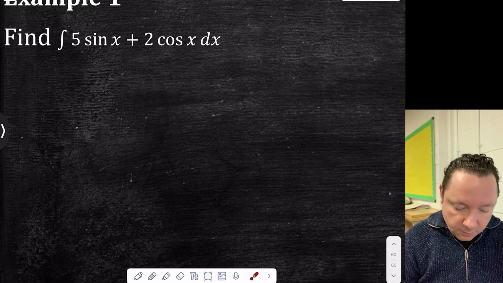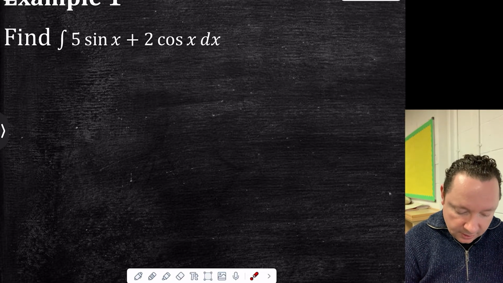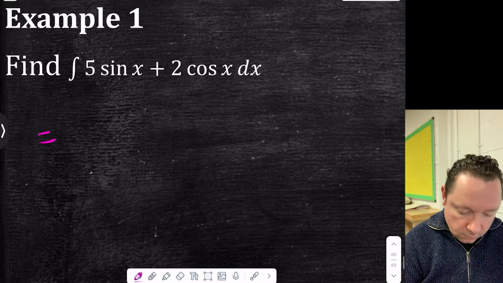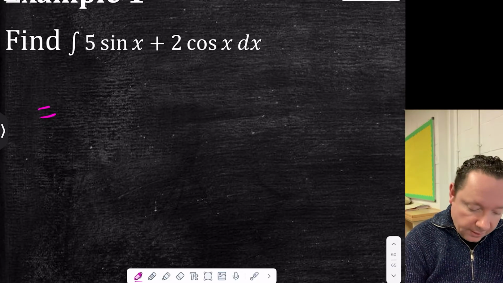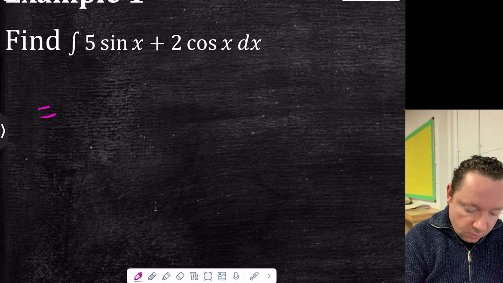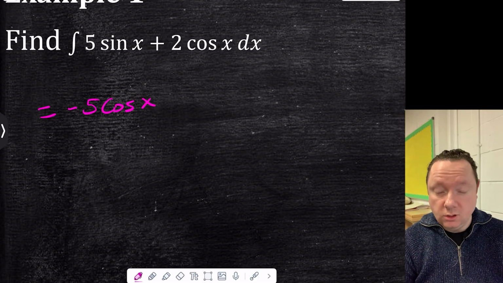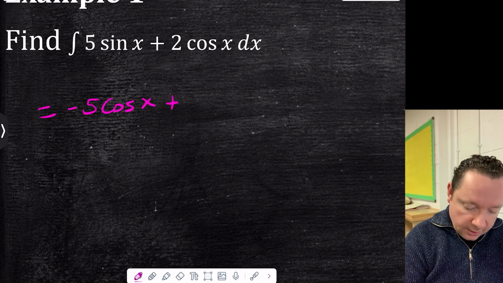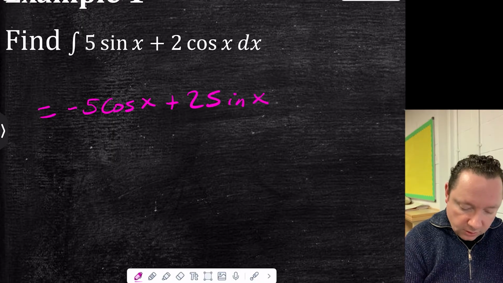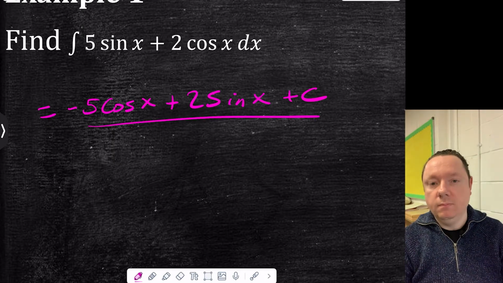Integrate 5 sine x plus 2 cos x dx. So we're just saying that sine goes to minus cos, so 5 just comes along for the ride, so minus 5 cos x is the first term, and cos just goes to sine, so 2 sine x, and then a plus c, and we're done there.